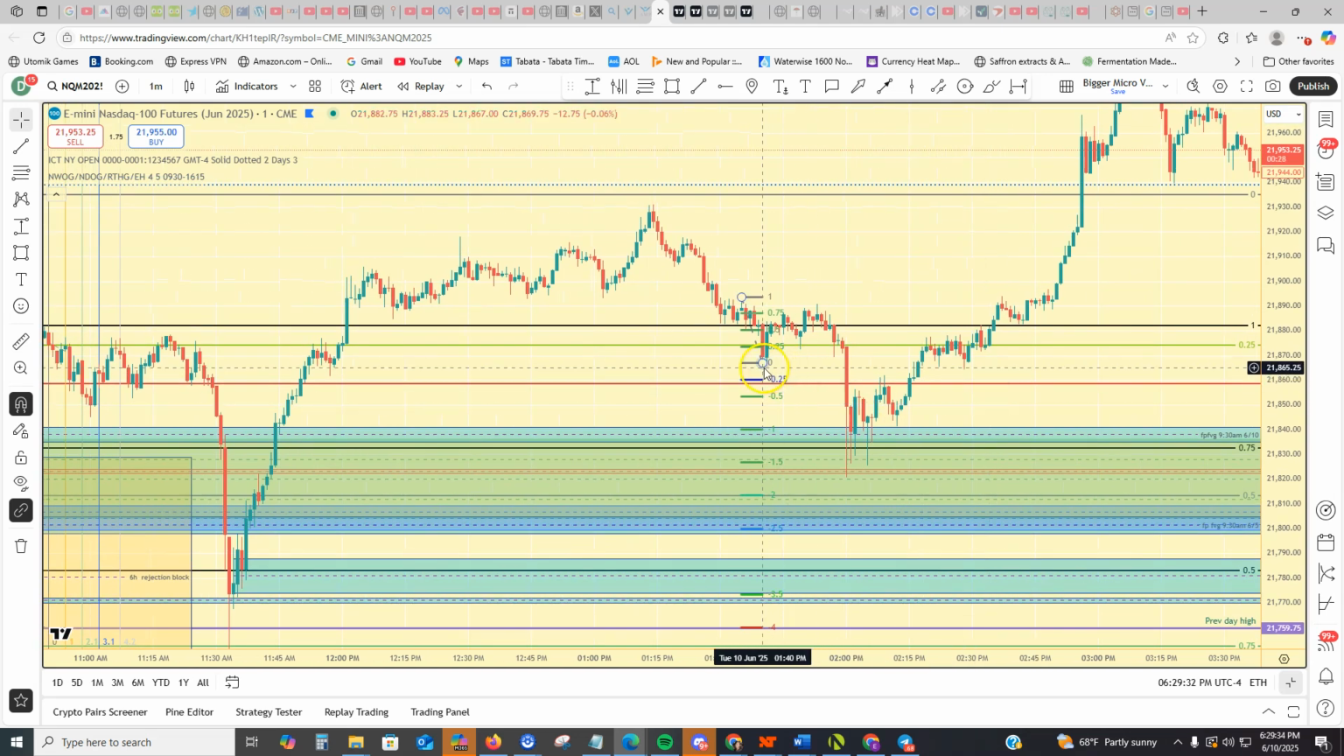So anyway, you're waiting for, once it does this movement, you can do a 1 minute market structure shift. So it's a low, high, higher low.